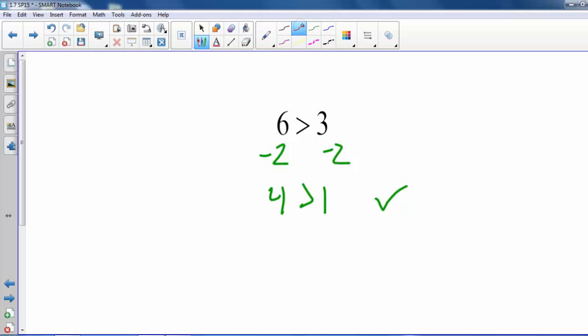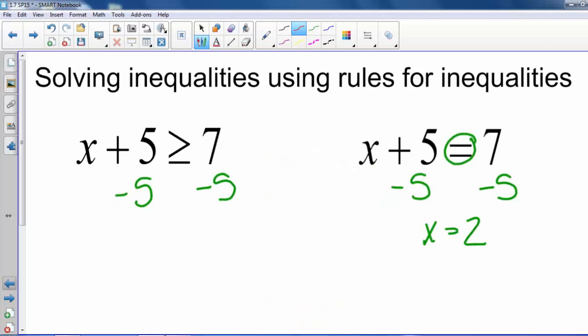What if we added to both sides? So if we had 6 is greater than 3, and we added 2 to both sides, is 8 greater than 5? Yes. It's always true that if we add or subtract the same quantity to both sides of an inequality, that we get an equivalent statement. So we can subtract 5 from both sides so that we get x is greater than or equal to 2.